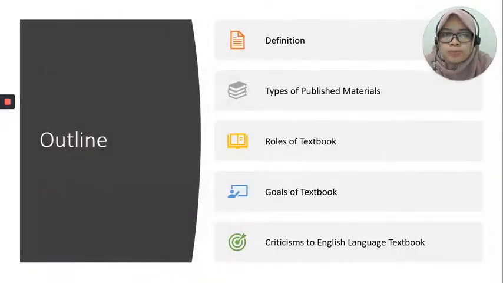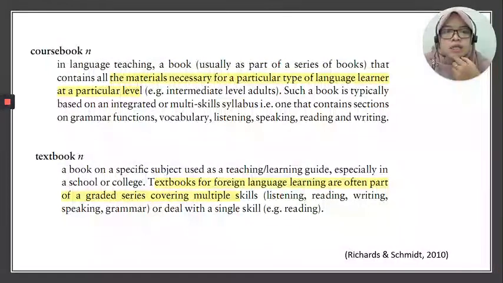Okay, so we'll see the definitions later on. I will talk about the definitions of textbook and course book and what's the difference, and then the types of published materials. So what kind of materials in English language teaching? Materials in the form of books already, and then the roles of textbook, and then the goals of textbook, and then the criticism of the English language textbook. Okay, so we'll move to this one first, definitions.